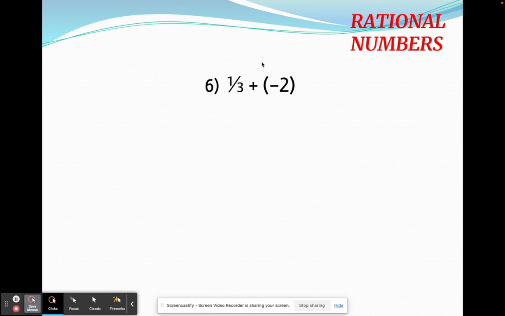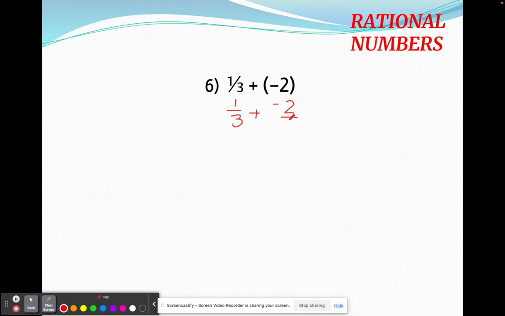Okay, now I have some fractional answers. Do you remember how to add fractions? I have 1/3 plus negative 2. Well, there's a number of ways you can deal with this. I'm going to rewrite it because I like my fractions written this way. I'm going to make that 2 into a fraction with a negative 2 over 1.